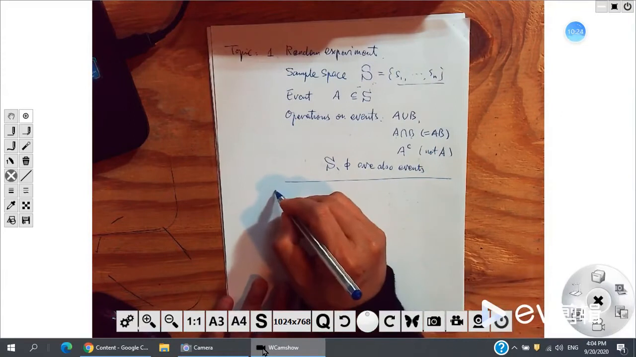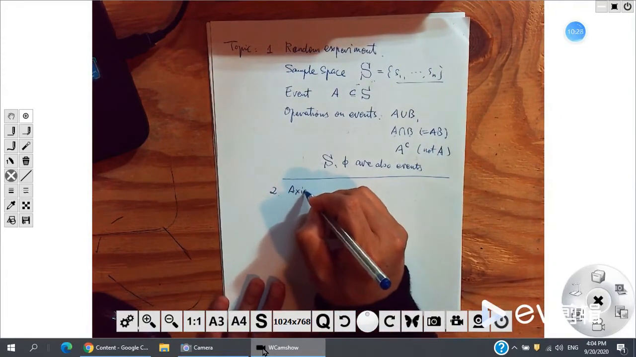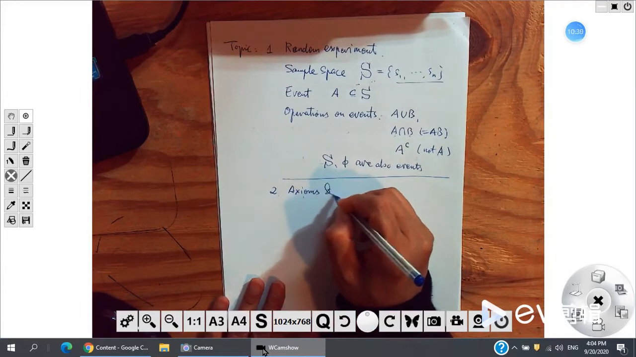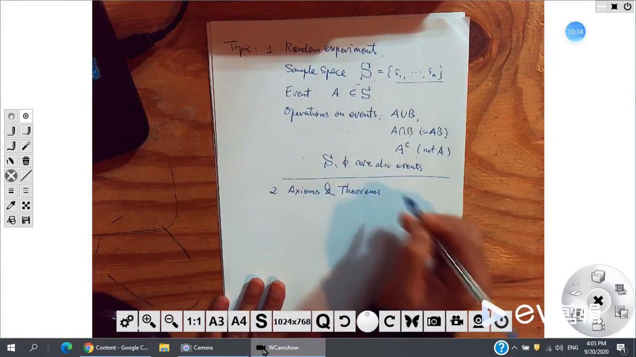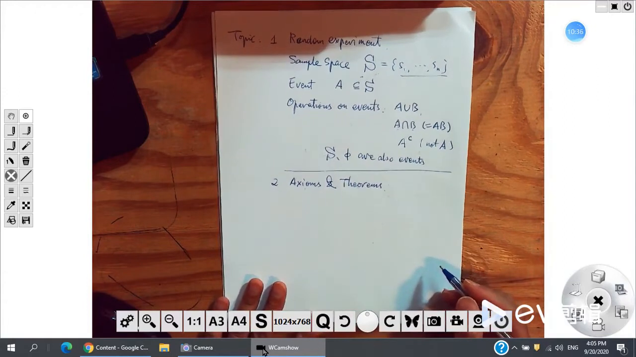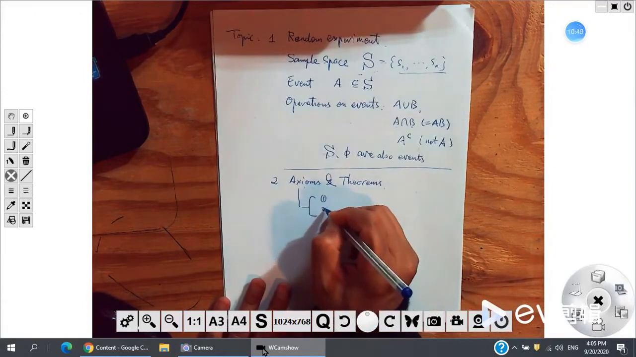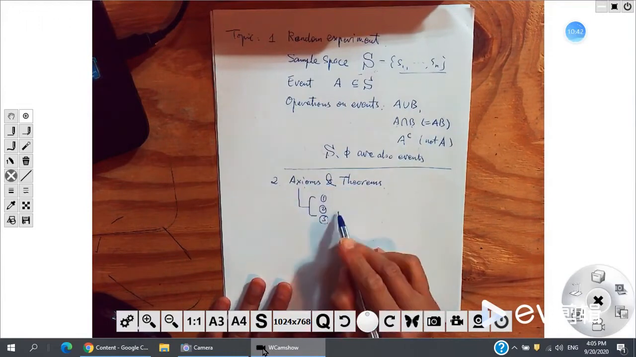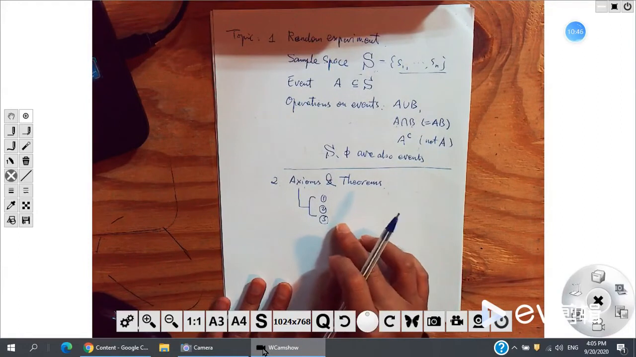And the second part, we have some axioms and theorems. We have three axioms, 1, 2, 3. I don't write them here. You check the textbook to find them, and you'd better write them down right.